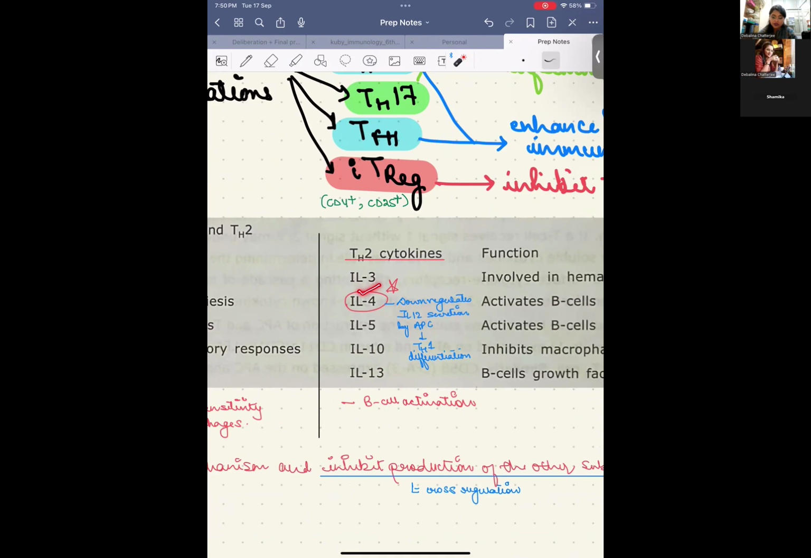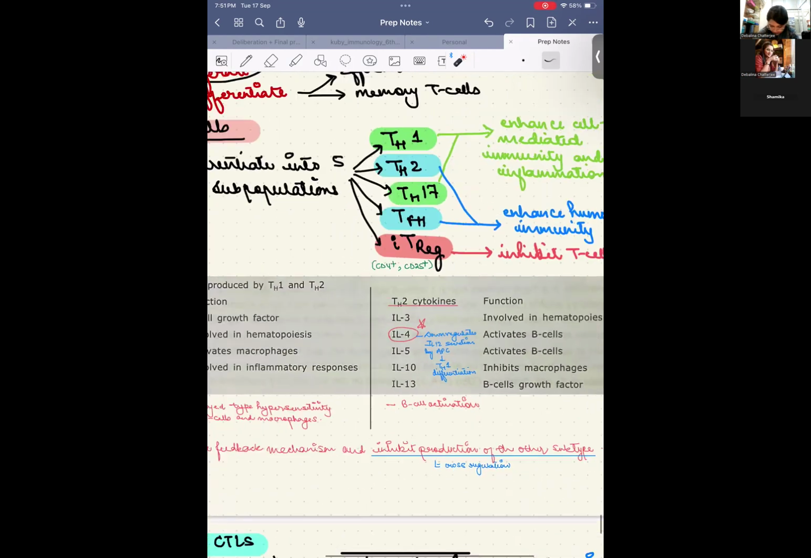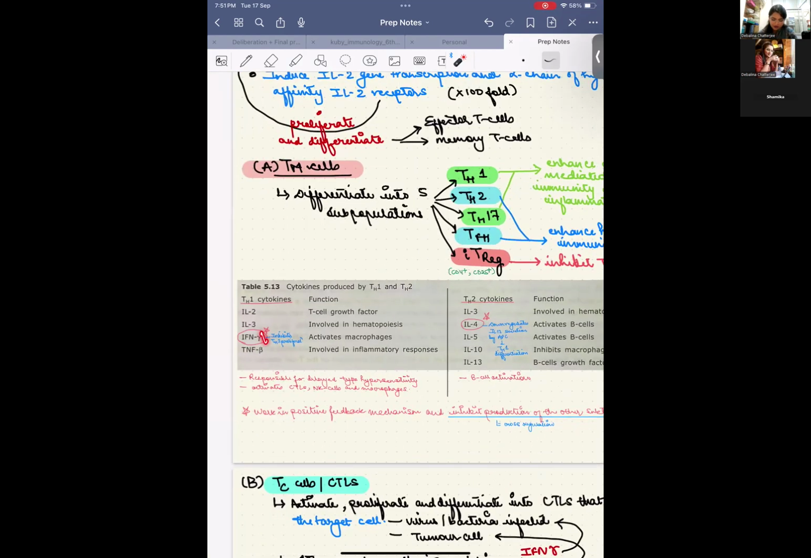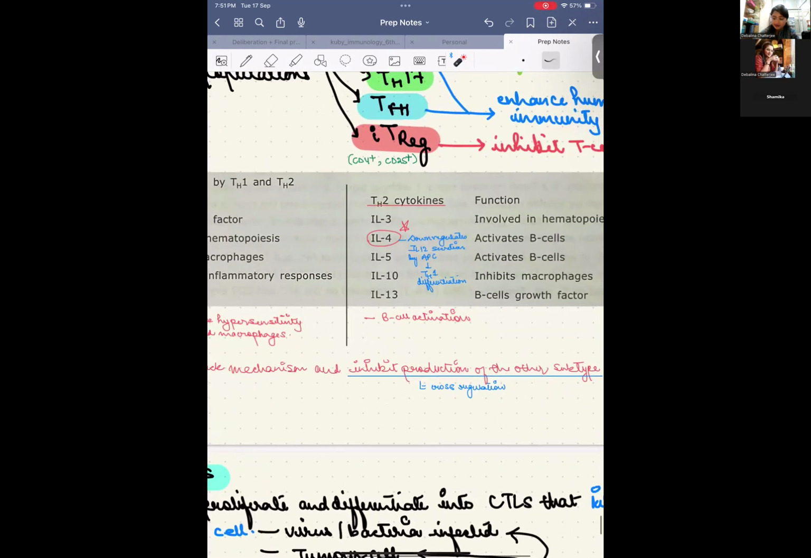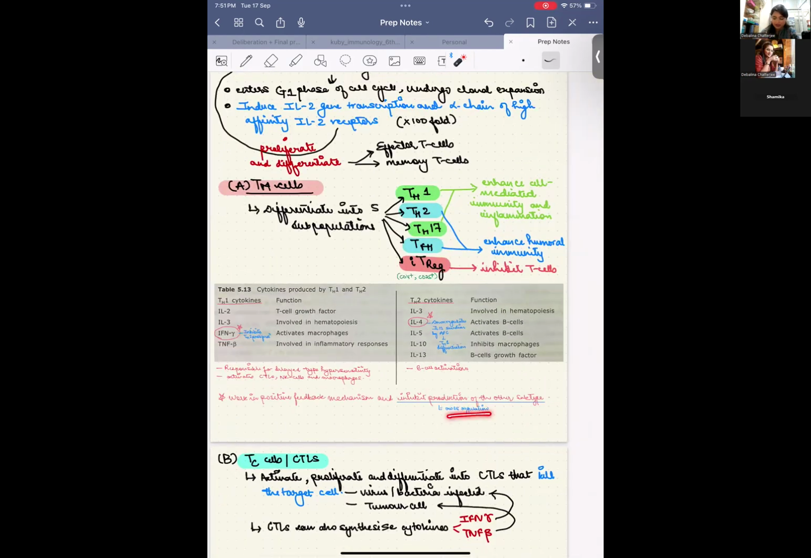So IL-4 produced here functions to activate B cells, but also downregulates the IL-12 from the antigen presenting cells, and this eventually halts the Th1 differentiation. Similarly, the interferon gamma. So this way, there is a positive feedback mechanism. Interferon gamma is going to signal more cell differentiation into Th1 type, whereas IL-4 is going to signal more cells of Th2 types, right? So there is a positive feedback mechanism, as well as inhibition of production of the other subtype. So this process overall is known as cross regulation.